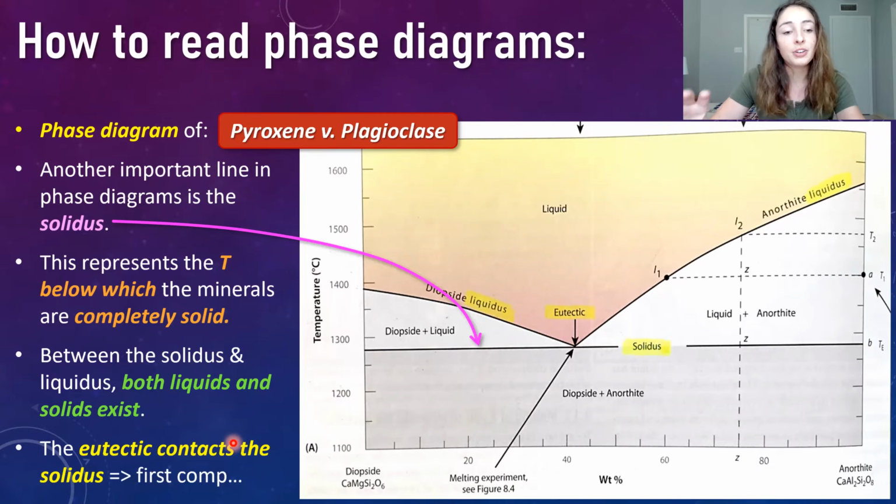Another important line in this diagram is the solidus. The solidus represents the temperature below which everything is completely solid. Above this, both solids and liquids exist. And you might notice that the eutectic meets, directly contacts the solidus. This further reinforces the fact that it's the first composition to begin forming when melting these solids down here in this lower portion. They're going to start melting at the eutectic composition because when the temperature rises, it's going to hit this, 1280, whatever this is at, before it hits 1400 and can melt this composition over here.